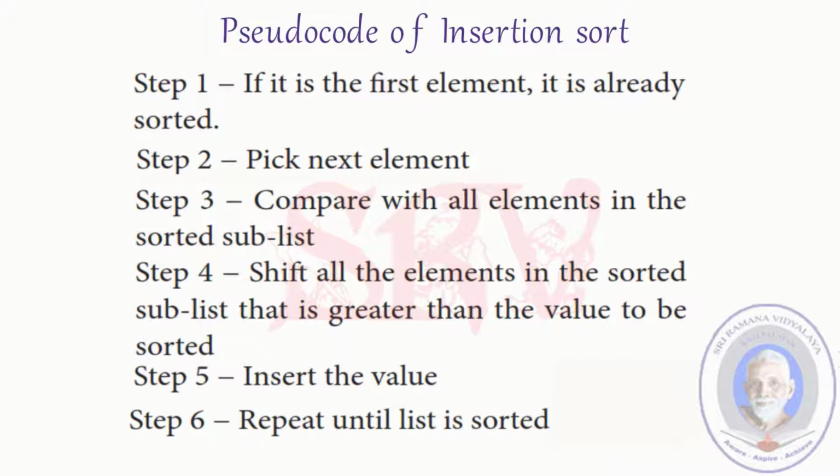Step 2. Pick the next element, that is, the element towards its right is selected. Step 3. Compare with all elements in the sorted sublist. Step 4. Shift all the elements in the sorted sublist that are greater than the value to be sorted. So, all the greater values are shifted rightwards and the value that is to be inserted is inserted in that position. Step 5. Insert the value. Step 6. Repeat until the list is sorted. So, these steps are repeated until all the elements are in sorted order.